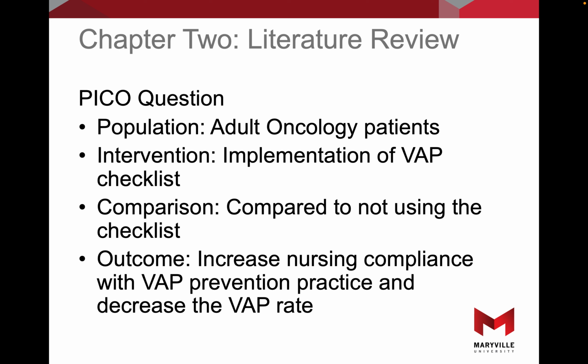The specific population intervention comparison outcome, or PICO question for this project was, in adult oncology patients on ventilators, does the implementation of a ventilator-associated pneumonia prevention bundle checklist, when compared to not using the bundle checklist, increase the compliance of the nursing staff with VAP prevention practices or decrease the risk of ventilator-associated pneumonia? The overall aim of this project was to answer this question.